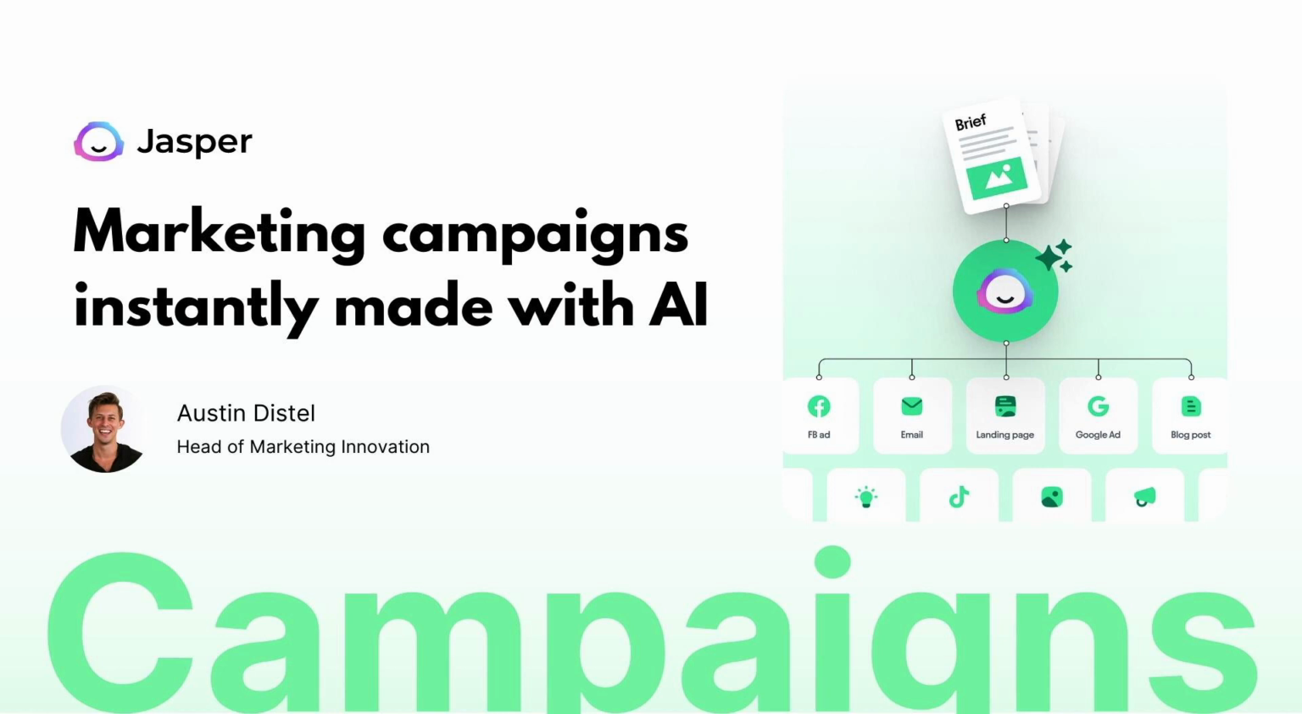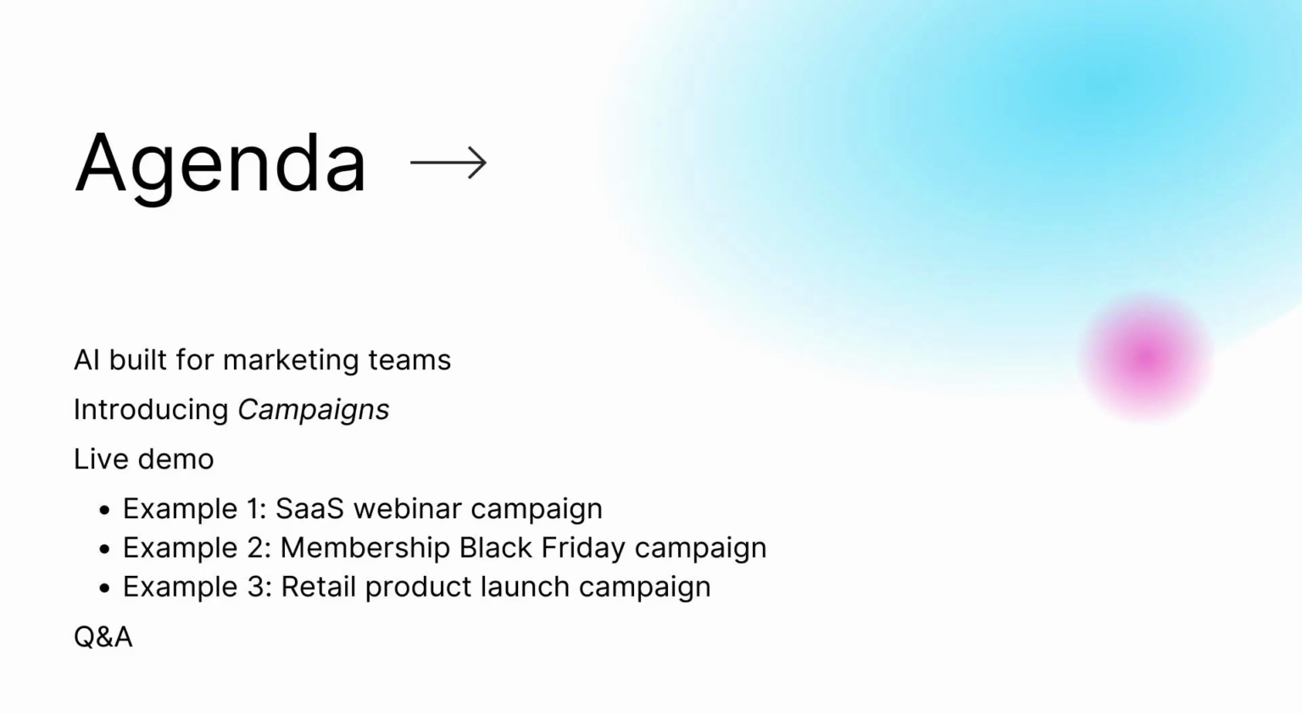My name is Austin Distel, and in today's webinar, we'll be going over a few agenda items. I'm going to show you an AI that's built for marketing teams. If you all are new to Jasper, if this is your first introduction, wow, that's awesome. Welcome. Most of you all probably here today are already customers. Most of the time, this is product education, so there's not a strong pitch. Don't worry about that. We're going to be talking about our new feature called Campaigns.